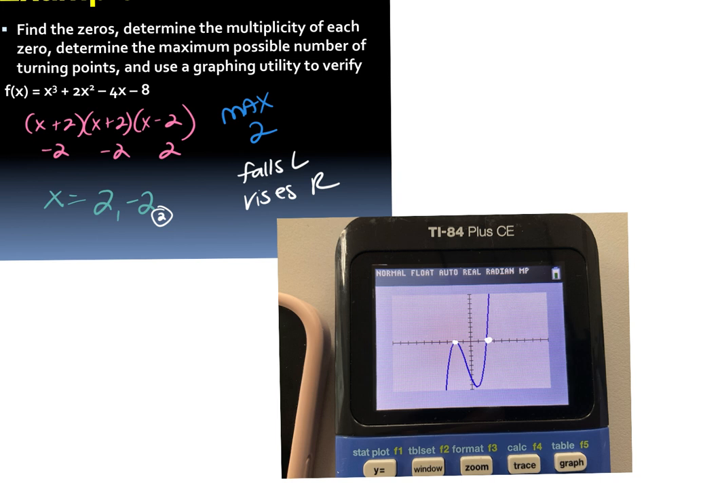How do you find out if it's falling left and right? You go to the highest exponent and see if it's even or odd. If it's odd, the ends are opposite. Positive, right goes up, left goes down. Negative switches. And if it's even, both up or both down.